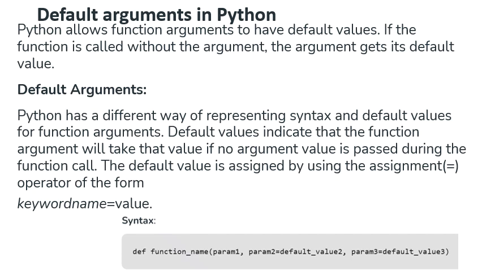Default arguments in Python. Python allows function arguments to have default values. If the function is called without the argument, the argument gets its default value. Python has a different way of representing syntax and default values for function arguments. Default values indicate that the function argument will take that value if no argument value is passed during the function call. The default value is assigned by using the assignment operator of the form keyword name equal to value. So the syntax is def function name, parameter 1, parameter 2 equal to default value 2, parameter 3 equal to default value 3, and so on.